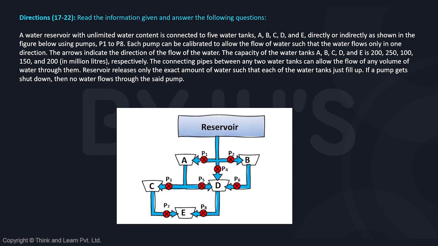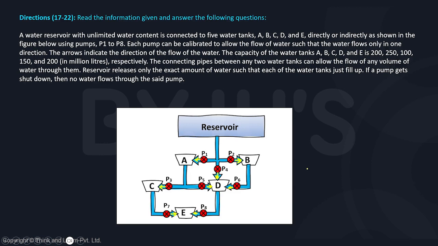So these are the arrow signs that tell us the direction of the movement of the water. And these P1, P2, P3, P4 up to P8 are nothing but the pumps. From here we can see that the water tank A is connected by only one pump. Same is true for B and C. D is connected by 3 pumps and E is connected by 2 pumps.